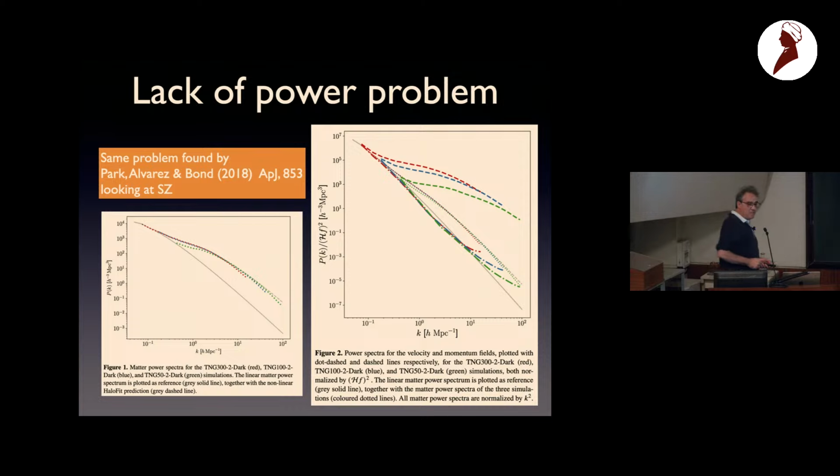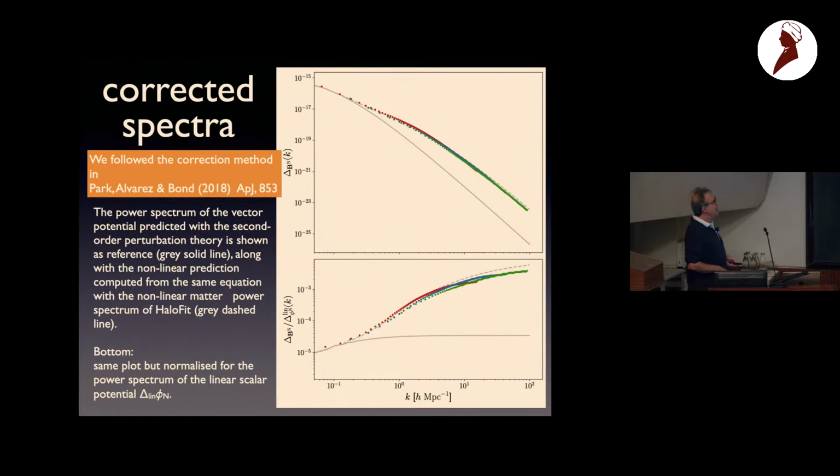However, the same problem was found in this paper by Park, Alvarez, and distinguished Professor Bond here, when they were looking at SNe Ia, and they suggested a method to actually solve the problem, which we applied, the correction method. And then you can see that using the correction method, the 3 power spectra on top align very well, and this allows us to go to smaller scales.